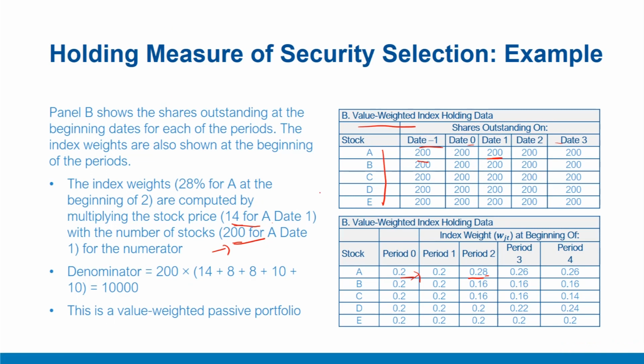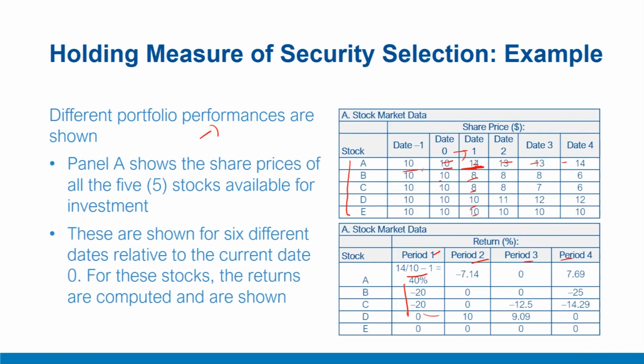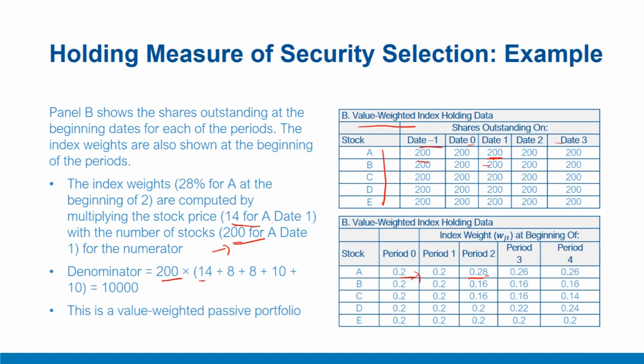is the complete portfolio composition, which is 200 into the price of security A, which is 14, then 200 into the price of security B, which is 8, and so on: 14, 8, 8, 10, 10. So similarly, we have 200 into 14 plus 8 plus 8, 10 plus 10, and so on. So this 10,000 is my denominator. Dividing 2800 by 10,000, we get 0.28. This is my index weight for stock A.